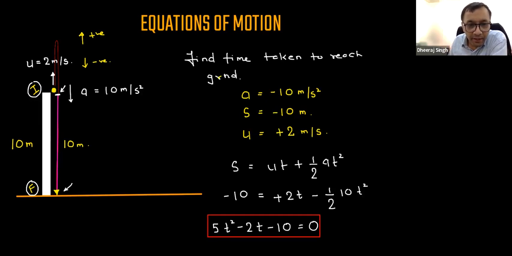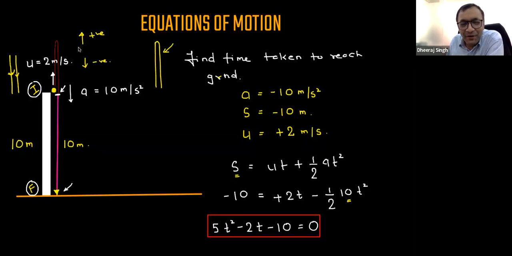Now, some of you might be wondering, plus 10? No, it is minus 10 only. This will go on the left-hand side. Displacement is minus 10. Now, how many of you are wondering that we are not considering the fact that it is going up and then coming down? So this time I have not considered. How many of you are thinking like that? It goes up and then comes down. So what about this time? I know you will be worried about that. But let me tell you, it is automatically considered.